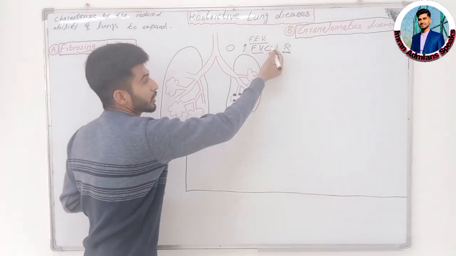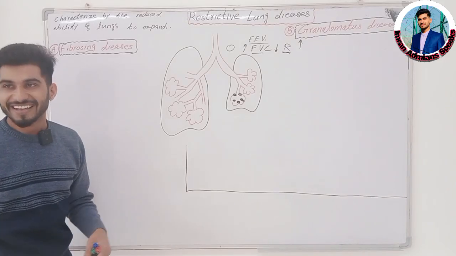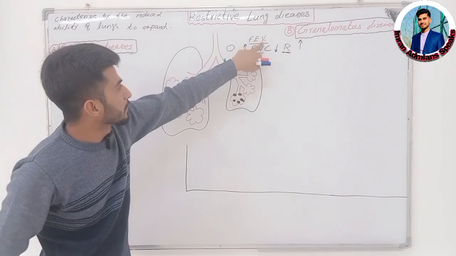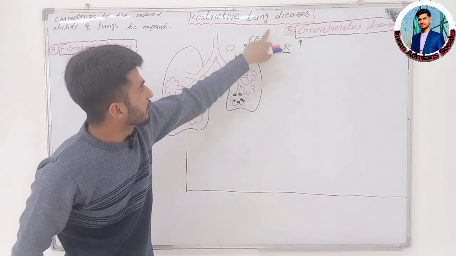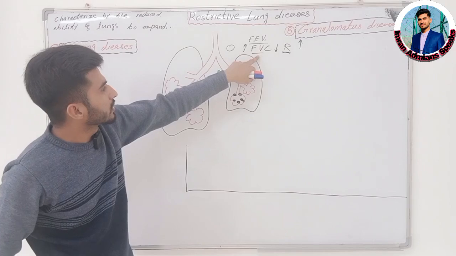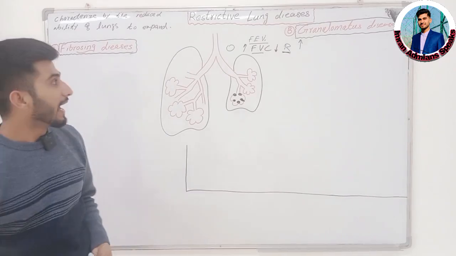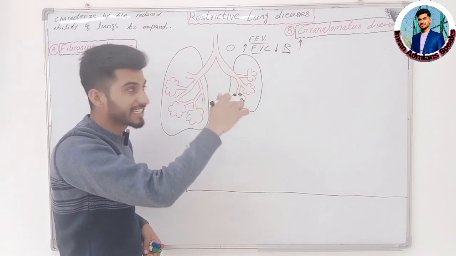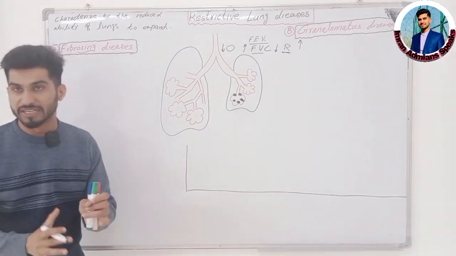So in this case, the ratio comparatively increases because the denominator is decreasing, and comparatively the forced expiratory volume in 1 second decreases less. So in restrictive lung diseases, during spirometry, the ratio between forced expiratory volume in 1 second and forced vital capacity increases. And in case of obstructive lung diseases, does this ratio increase or decrease? Decreases, because the denominator is increasing. This is the main difference.